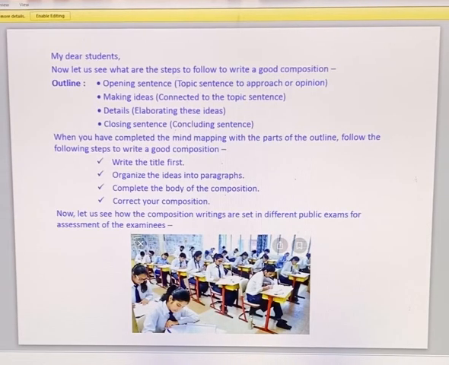Then complete the body of the composition. We need to complete it through paragraphs. We shouldn't write down the whole composition in a single paragraph. Then we need to have a look whether there are any mistakes or errors in the composition. We need to rectify those as well. Now, let us see how these compositions are set in the public examinations.